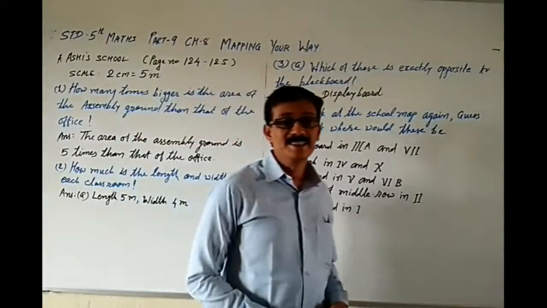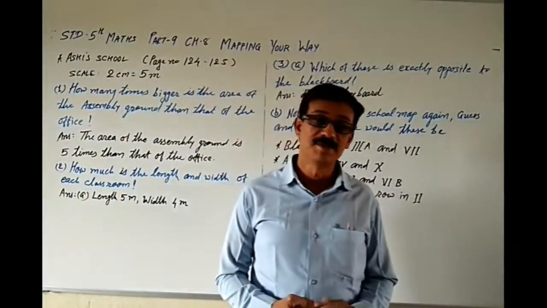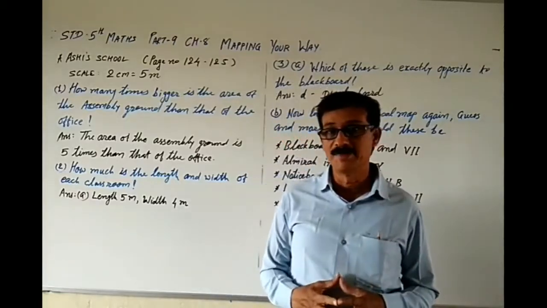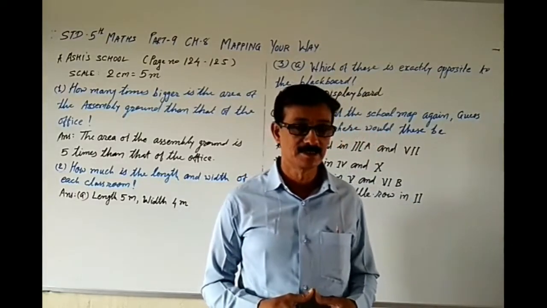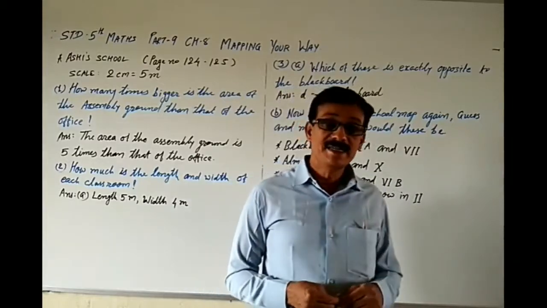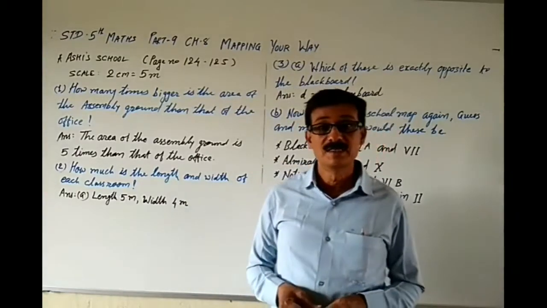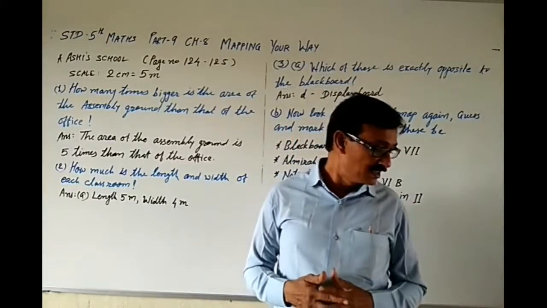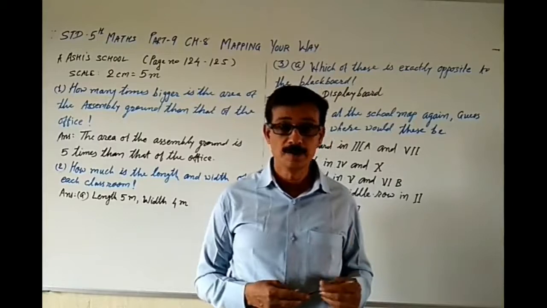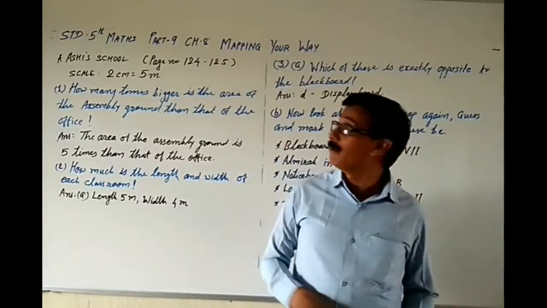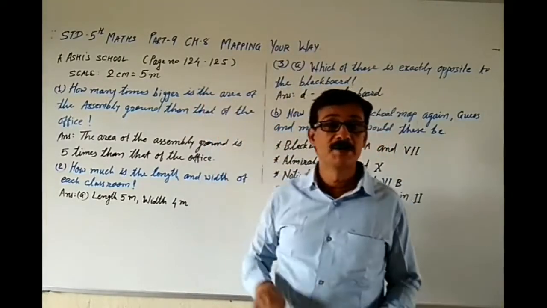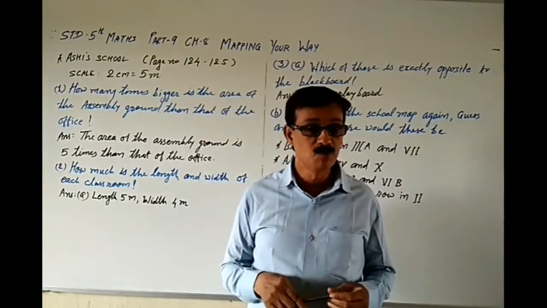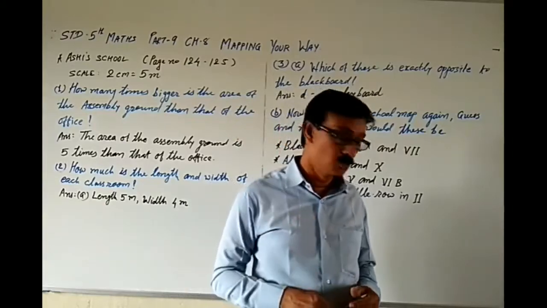Welcome students. This is the ninth part of chapter 8, Mapping Your Way. I can say it is the last part of this chapter of standard 5th mathematics. In the last part we had discussed distance between towns. Now in this one we are going to discuss Ashi's school, which is available on page number 124, 125. So first of all, open your textbook and keep a sharpened pencil with you.